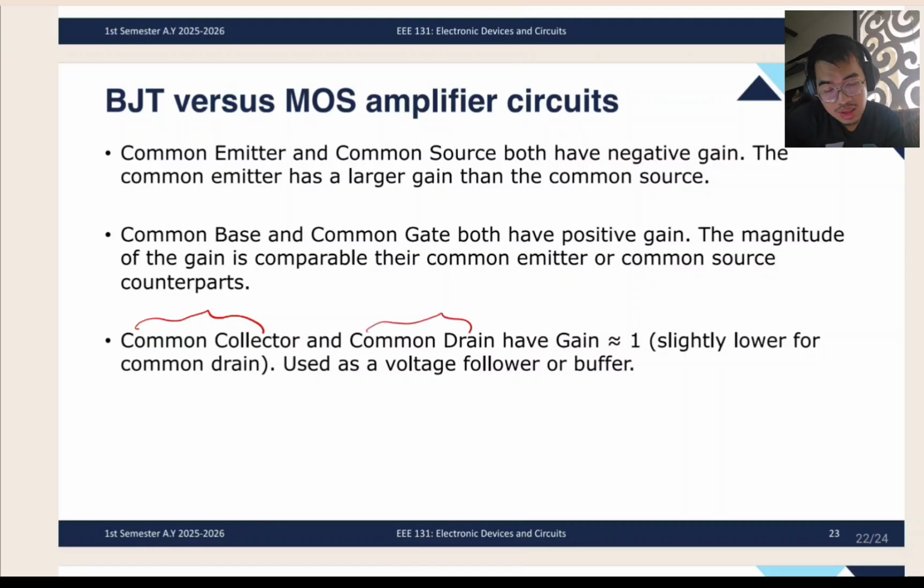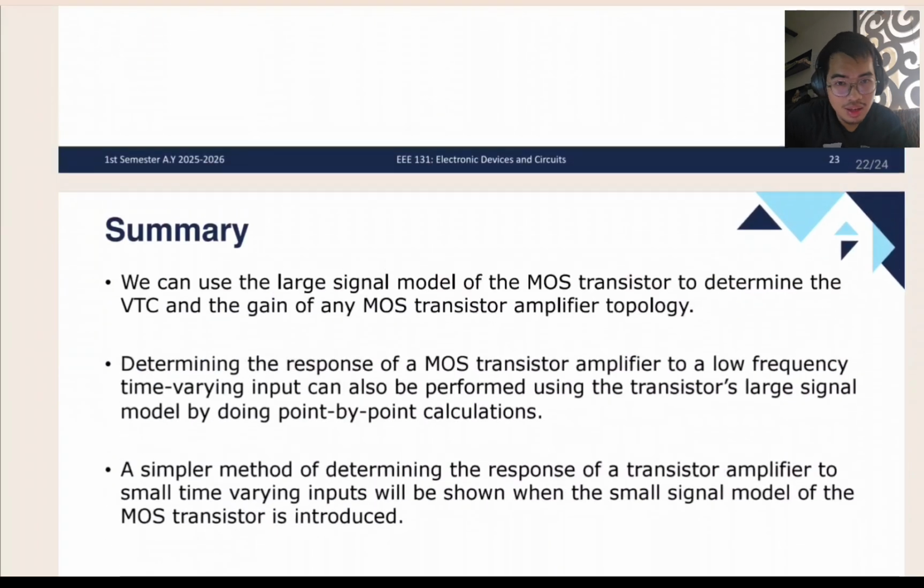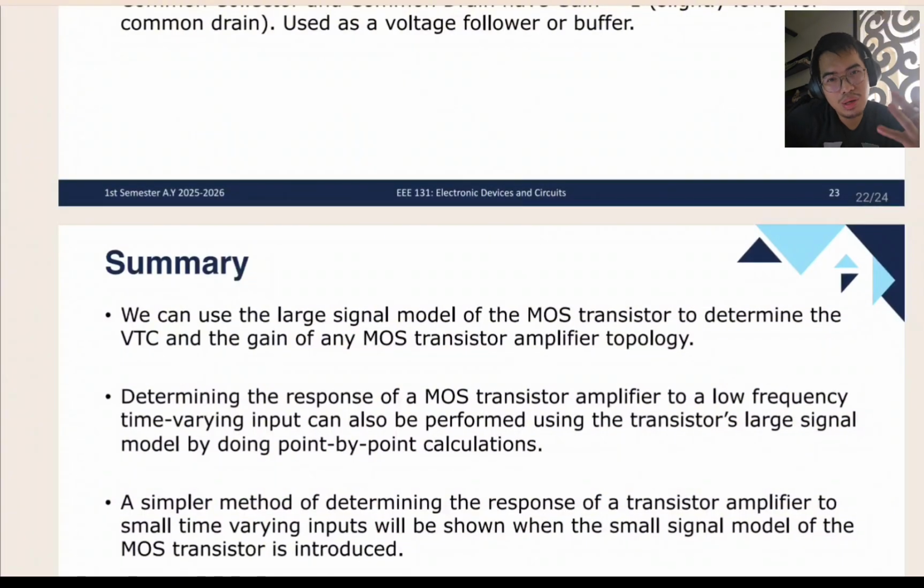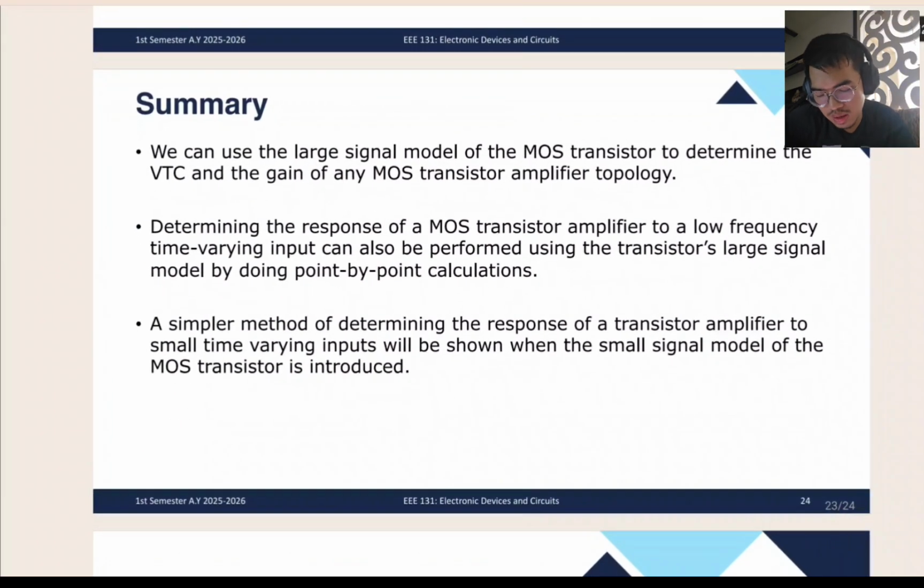Yung advantage nito is that it provides very good input impedance. So actually, MOSFETs in general, they provide good input impedance. But what do you mean by input impedance? You'll know that in our future discussion. So ano ba yung significance ng isang input impedance?